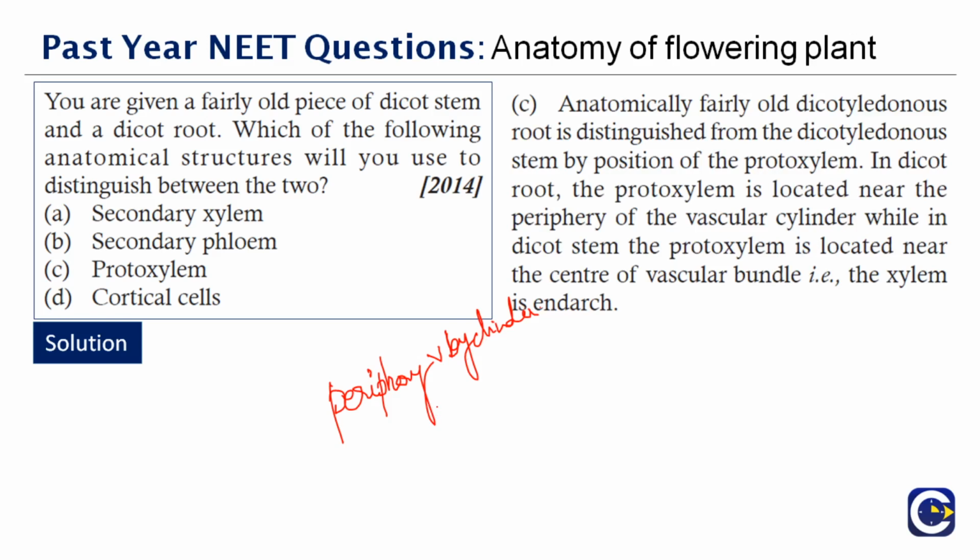And you also have that the xylem is endarch when you come to the dicot stem. Okay, so how will you differentiate? With the help of the protoxylem, and the protoxylem will be present in different locations. The first location will be the periphery of the vascular cylinder, and the second location will be the bundle. Therefore, the correct answer is option C.